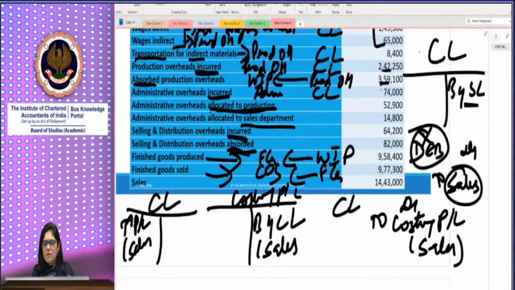Not cost of sales. It should go directly to costing profit or loss account. See, sales is at profit. Cost of sales is an account at cost. Cost of sales means sales at cost. But sales is always at profit. So we cannot use sales in cost of sales. We should use costing profit or loss account. It will go directly to costing profit or loss account through the CL account. Clear? So this is how we do it.